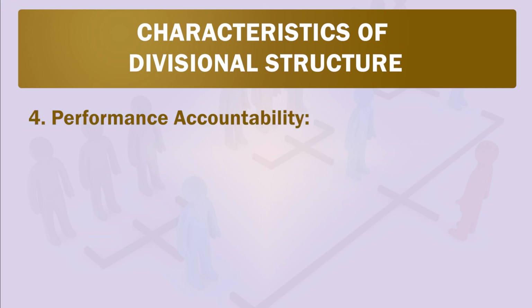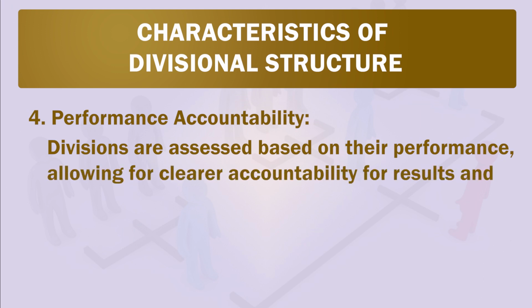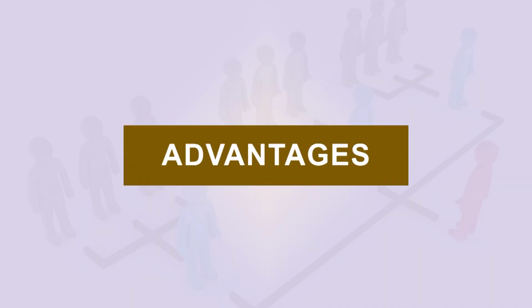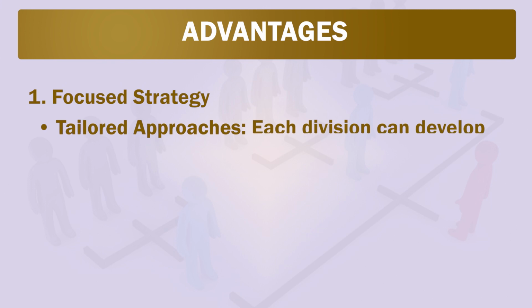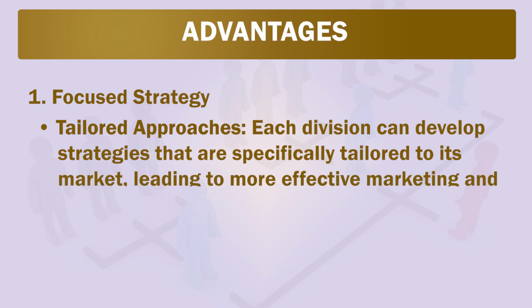Next is performance accountability. Divisions are assessed based on their performance, allowing for clearer accountability for the results and the profitability. Let us look into what the advantages are. The first is focused strategy, which includes tailored approaches. Each division can develop strategies that are specifically tailored to its market, leading to more effective marketing and operational efforts.